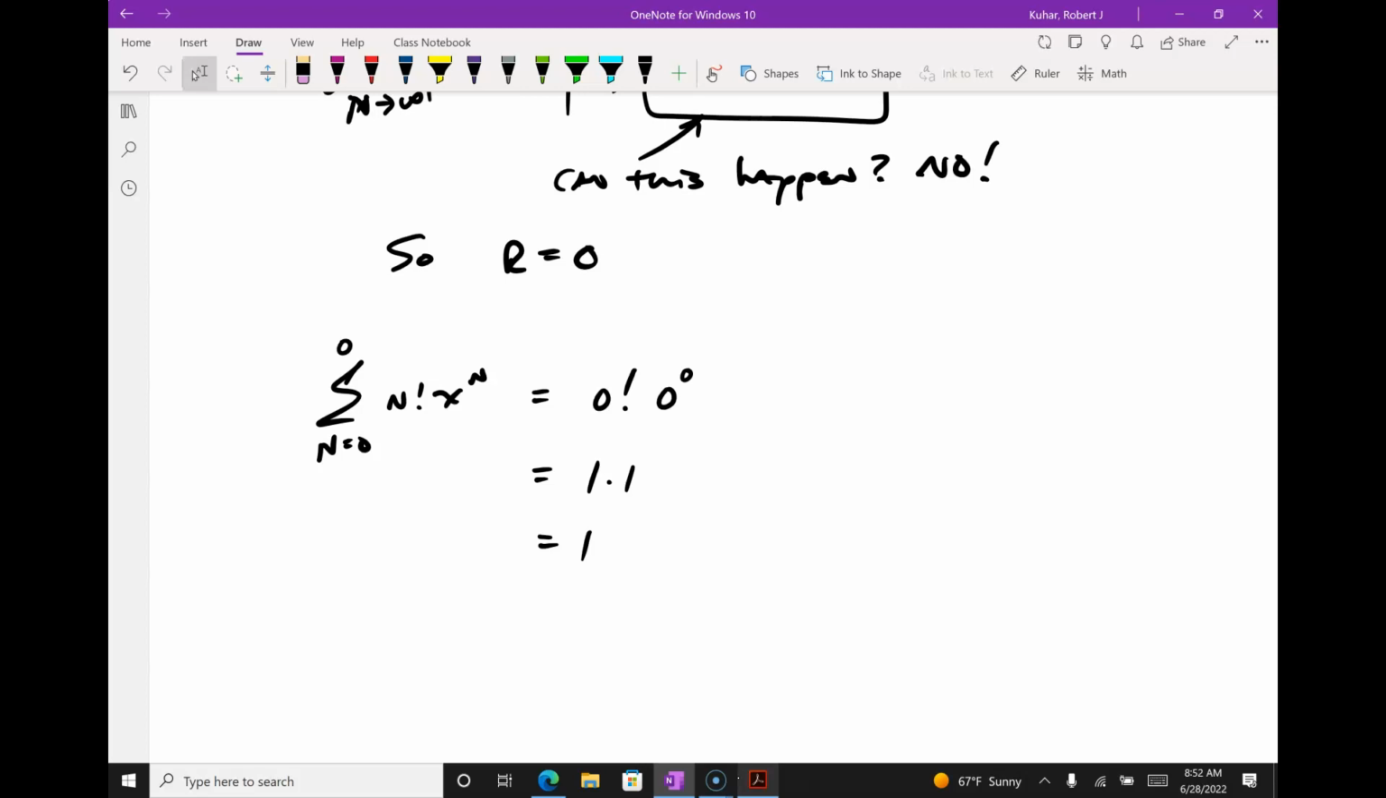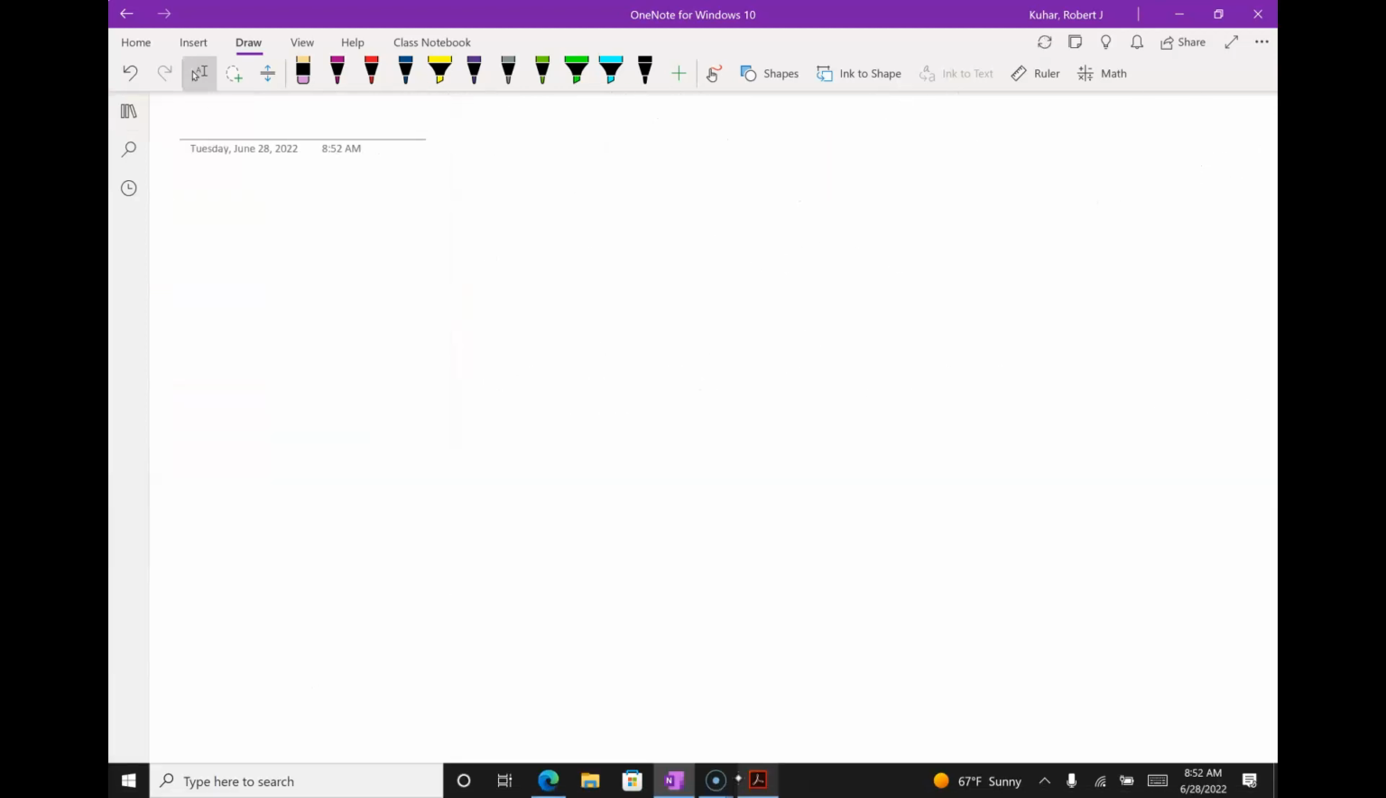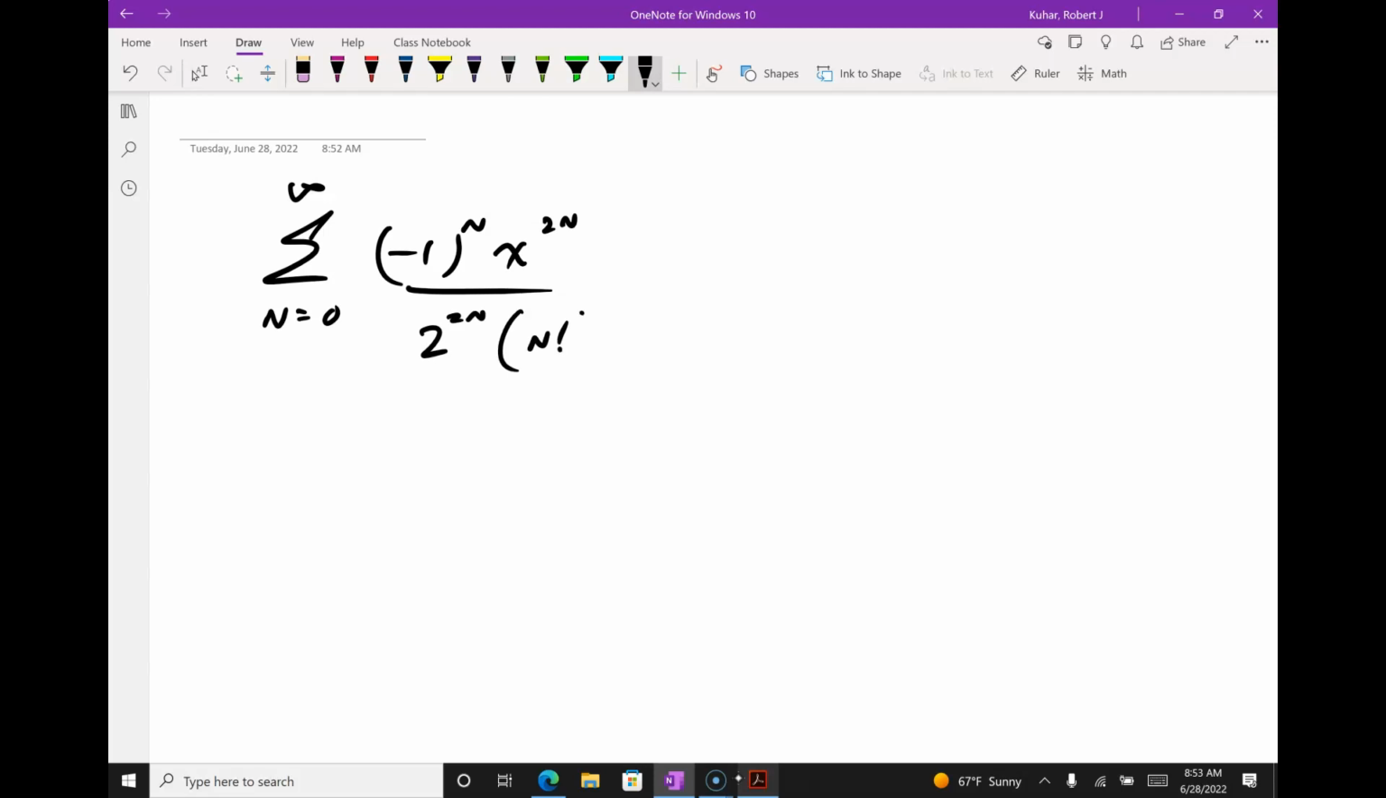All right, let's look at the next one. The sum from n equals 0 to infinity of negative 1 to the n, x to the 2n, all over 2 to the 2n, times n factorial raised to the second power. And you'll see some of the ones that we're going to be creating pretty soon, starting today, are as crazy as this. This one, I say, has an infinite radius, converges for all x's.